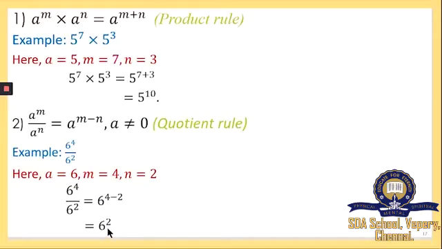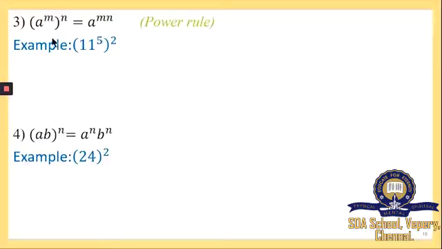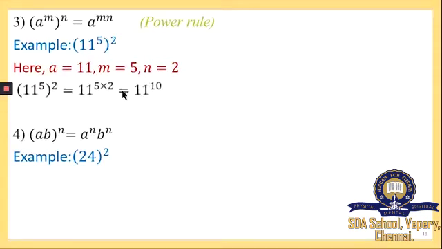So 6 square. Okay. The next law is (a power m) to the power n equals a power m into n. Here the given example is 11 power 5 to the power 2. Here the a value is 11, m value is 5 and n value is 2. Now applying this law, we will get 11 power 5 into 2, since it is a power m into n. Now if you multiply the exponents, you will get 11 power 10.